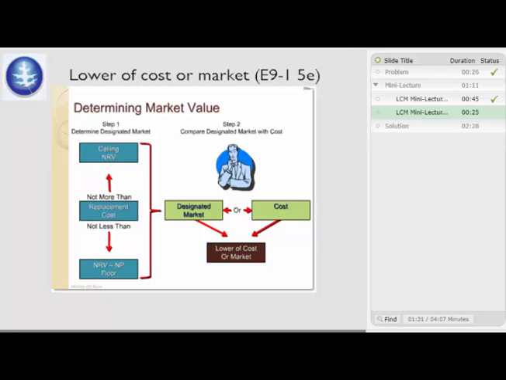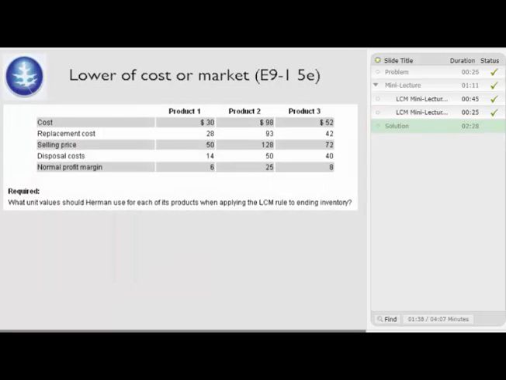Press the Continue button when you are ready to proceed. On the next slide, we will return to exercise 9-1. Now let's take a look at the solution to this problem.